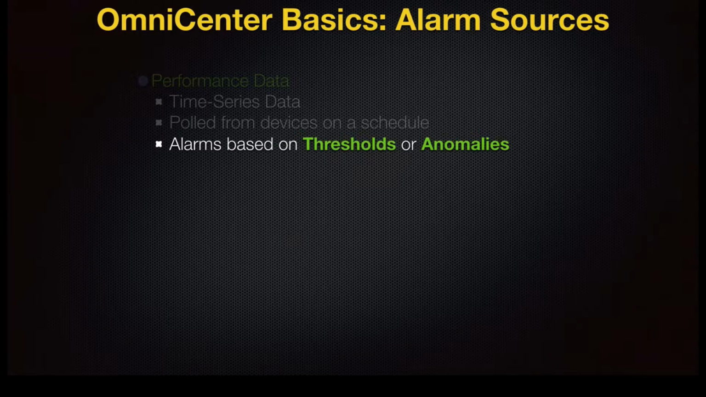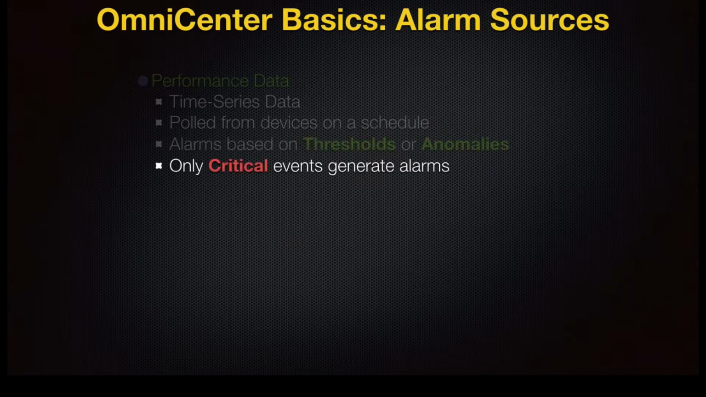And you can define anomalies at a few different levels. We'll talk about that more in a second. But all of our performance data can either be based on a static threshold or an anomaly, and only critical thresholds will generate alarms. So warning thresholds will appear in the user interface but do not generate alarms, notifications, or actions, whereas critical ones do.